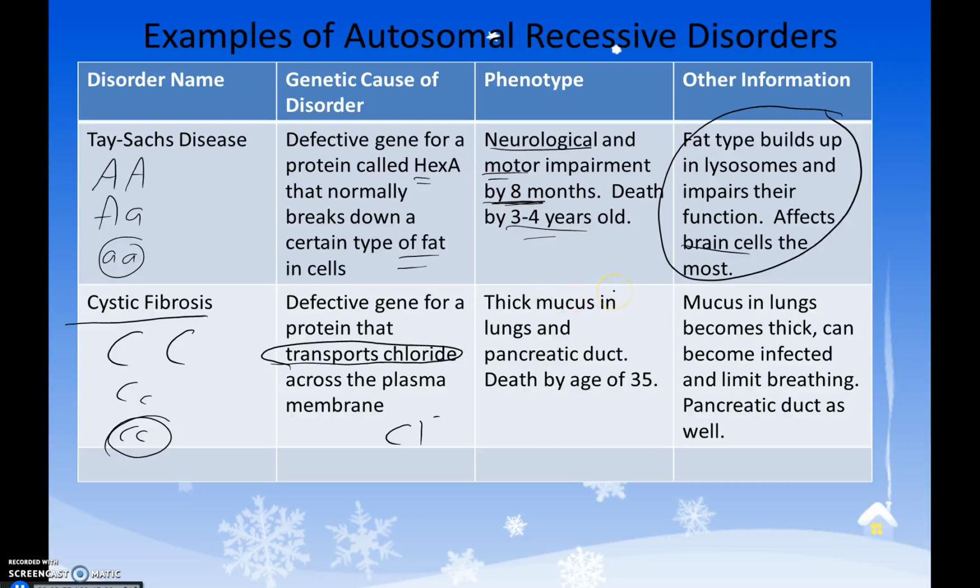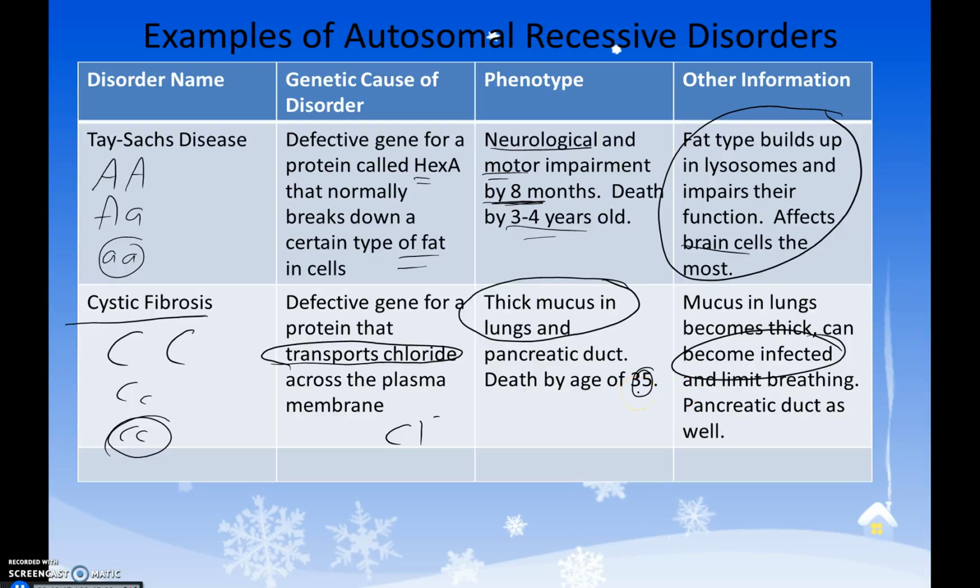The lungs are very susceptible, and because this chloride can't be moved around in and out of cells, thick mucus builds up in the lungs. It can become infected, can limit breathing, and can cause chronic lung infections. This age here may be a little outdated. I think with more medical advances, this is probably more so in the 40s by now.